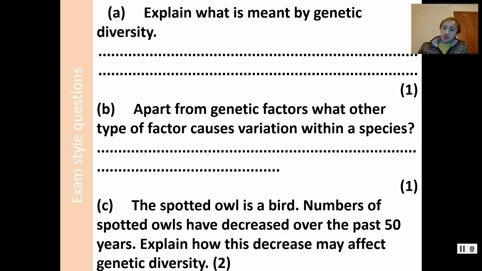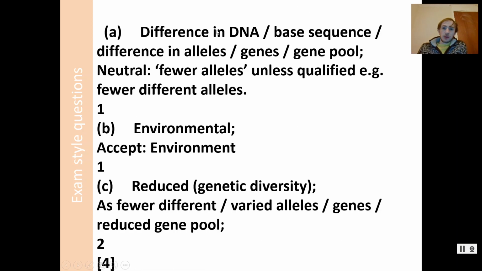So, explain what is meant by genetic diversity. Hopefully you just remember that straight out of your notes. A is there's lots of different ways of writing it. Difference in DNA base sequence, difference in alleles, gene or gene pool. If you put it's the number of alleles, you get a mark for that there.